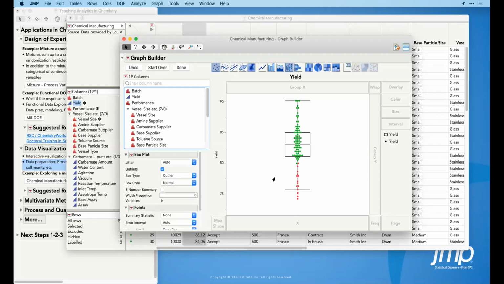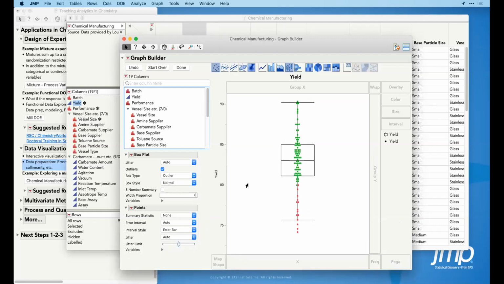So to see where we are, the green ones are good batches, and everything below 80%, the dots are red. So these are defects and batches which had to be removed. So this is about visualization. You could have maybe some statistics like a 5-number summary, but it's more for visualizing your data.